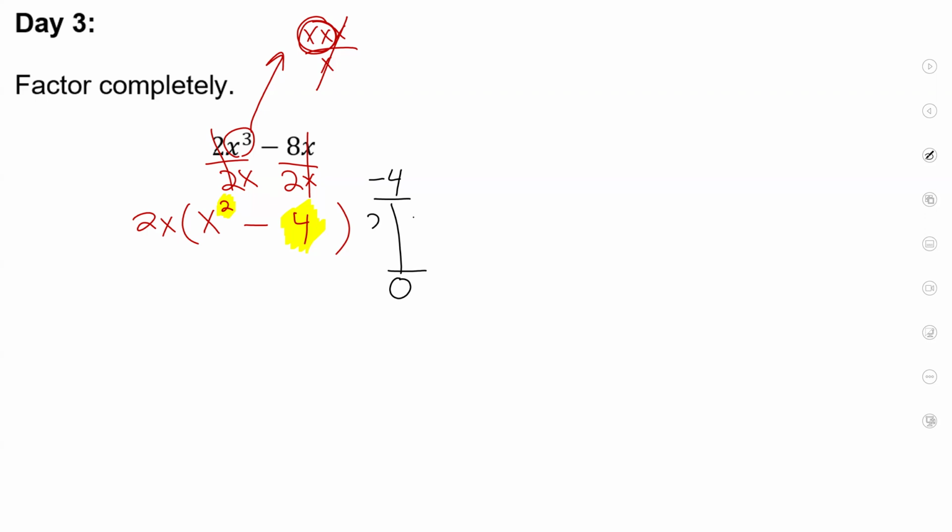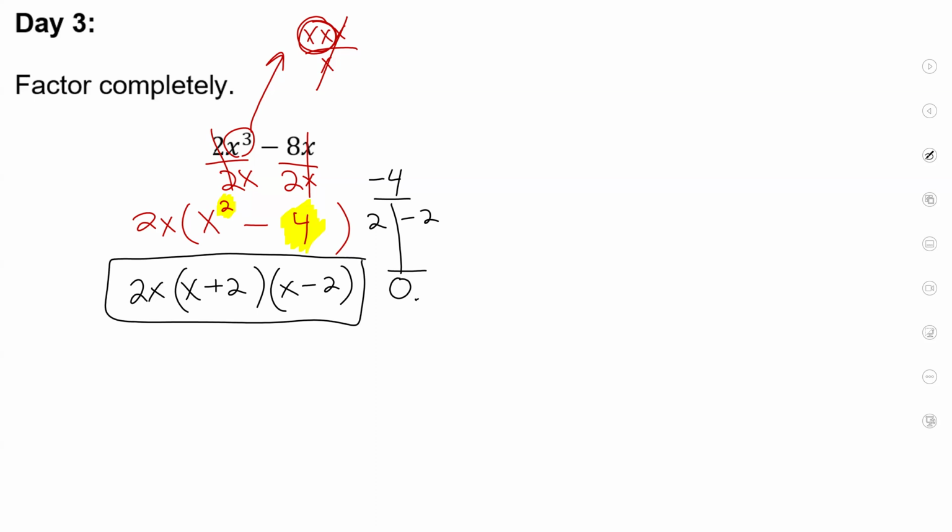2 and -2 is 2 minus 2, 0. Perfect. So those are my 2 numbers. So my answer will be x plus 2 and x minus 2. And do not forget the 2x that goes on the outside. So this is now factored completely.